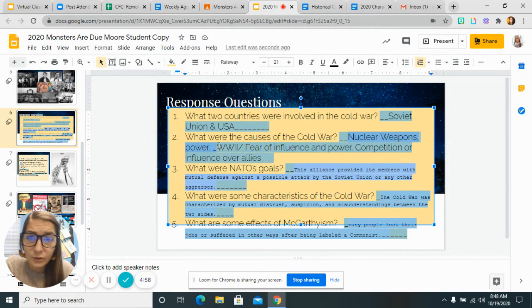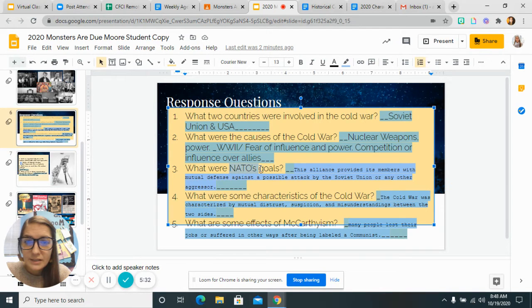The creation of nuclear weapons and power was a big factor, and fear of influence and power, and then competition between other allies. So those are all causes of that. The nuclear bomb was created, and then people were terrified, thinking that, well, if Hitler just rose to power and took over the majority of Europe, what if he had one of these weapons? And so they started fearing that it could happen again.